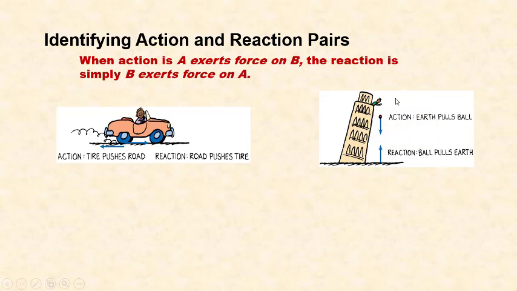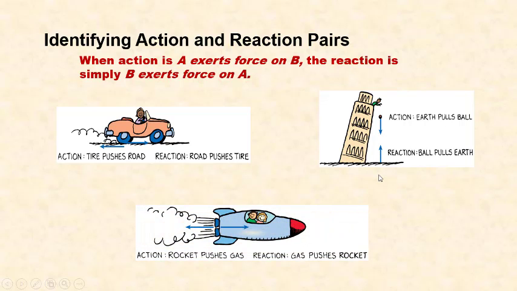Another example: the action here is the earth pulling the ball. This ball falls down to the earth's surface, so the action is the pulling force of the earth by the effect of weight. The reaction is the ball pulling the earth, so there is action and reaction. Another example: the rocket pushes gas, and the gas pushes the rocket. And there are different examples, such as if you project a ball downward, the action is the ball falling downward. The reaction of the earth will be pushing it to the other side.